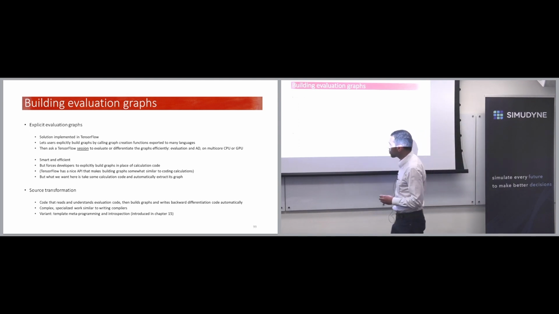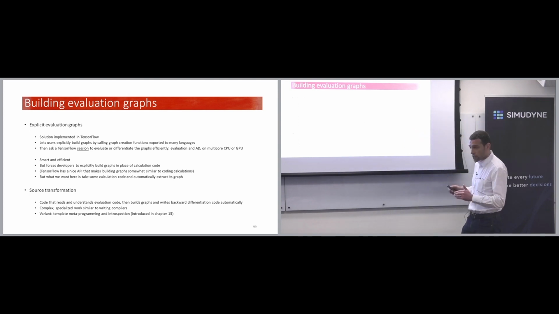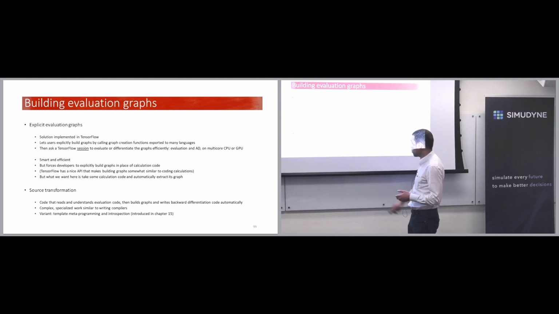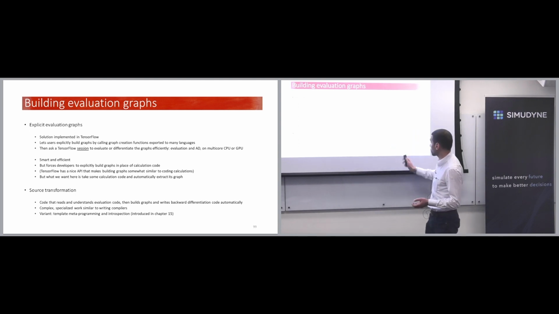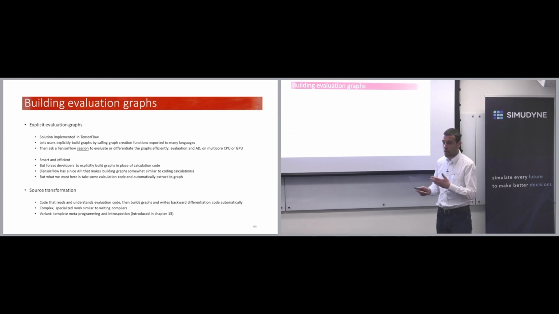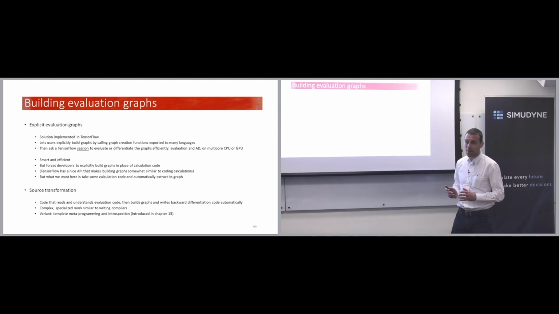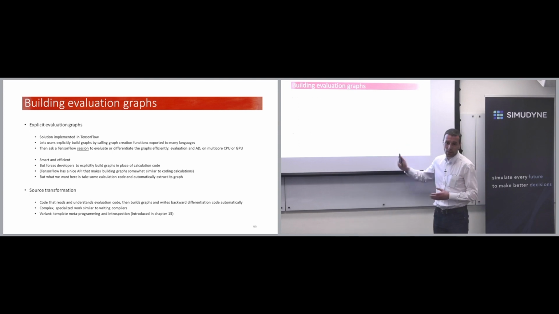Another solution would be source transformation. So you can imagine that you write some code that reads and somewhat understands, makes sense of your evaluation code in C++, then builds the graphs and writes backward differential code automatically, right? Code that reads code and accordingly writes other code, right? Metaprogramming. Now, in general, this would be a very complex, pharaonic, specialized work, similar to writing a compiler. If you did that, what you wrote is basically a compiler, right?